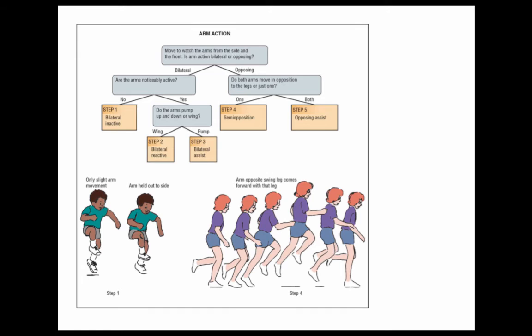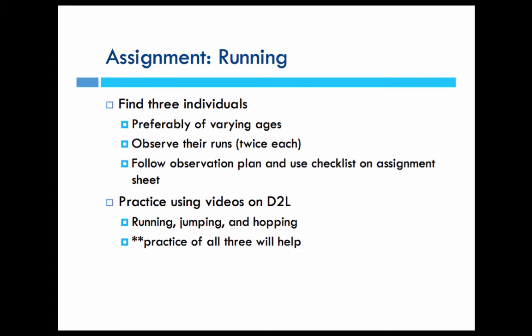This one as well. So let's quickly take a minute and talk about the running assignment that we have. You need to find 3 individuals, preferably of different ages, and observe their runs at least 2 times. Follow the observation plans and use the checklist on D2L. You can practice your assessments by using the practice videos on D2L in order to do this, and I would really recommend doing that so you are able to very comfortably assess the runners when you are doing the assignment.